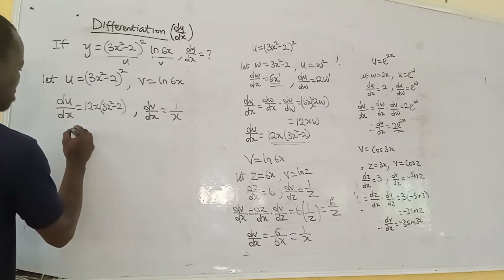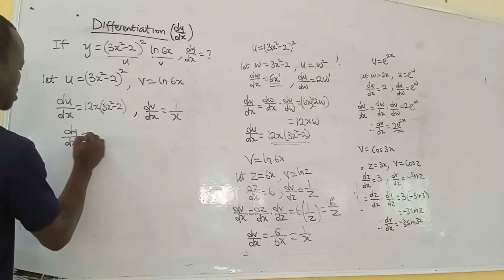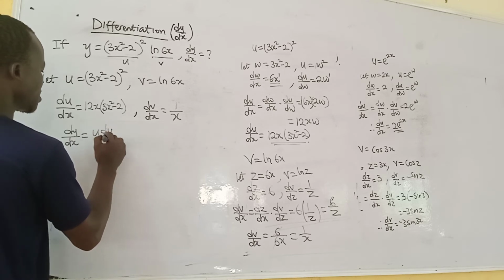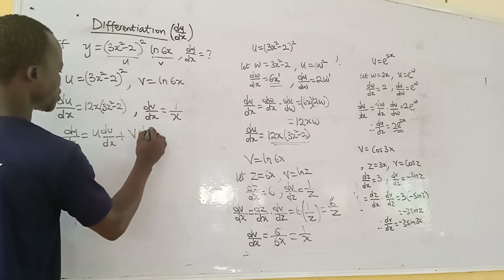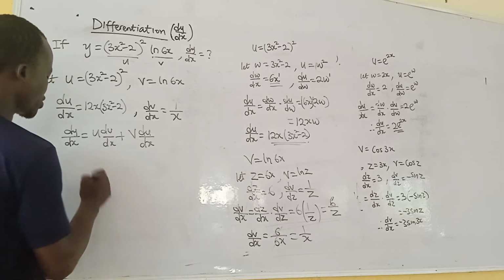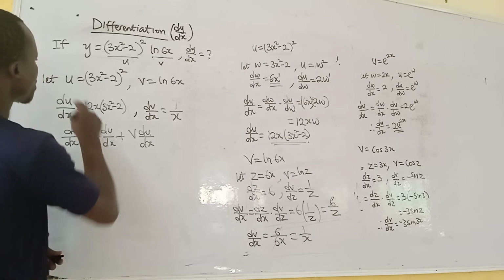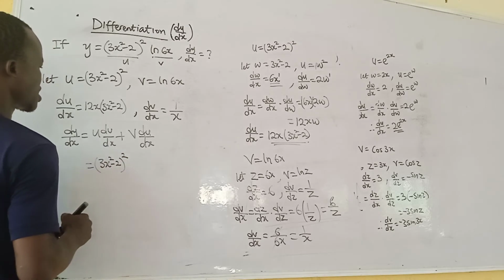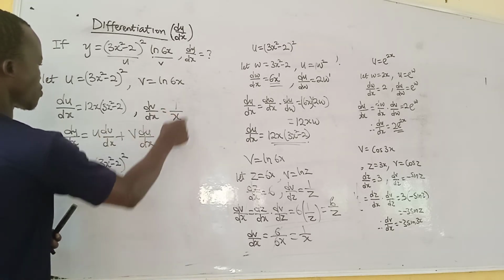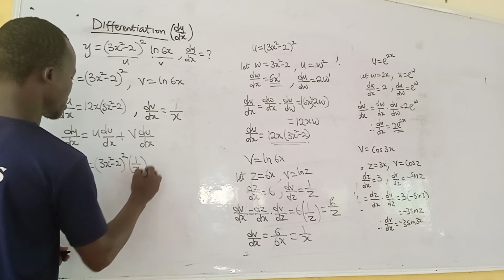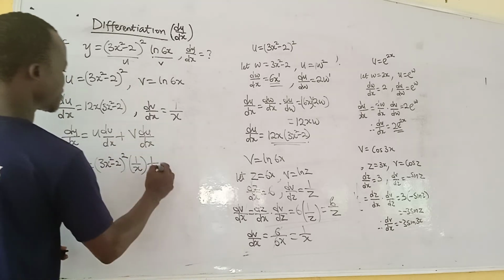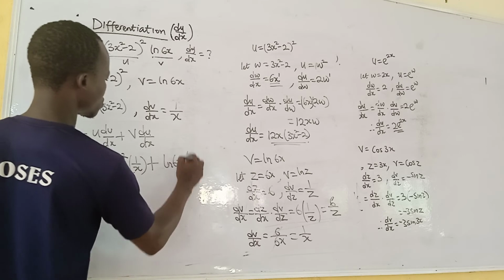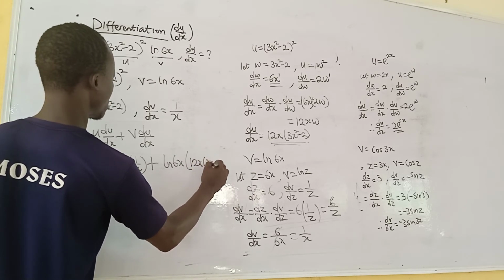So now we can use the formula for the product rule, because this is all we need. The formula for the product rule says that dy/dx is equal to u dv/dx plus v du/dx. Our u here is (3x squared minus 2) all squared, right? And our dv/dx gave us 1 over x, plus what is our v? Our v is ln 6x. du/dx gave us 12x times the bracket 3x squared minus 2.